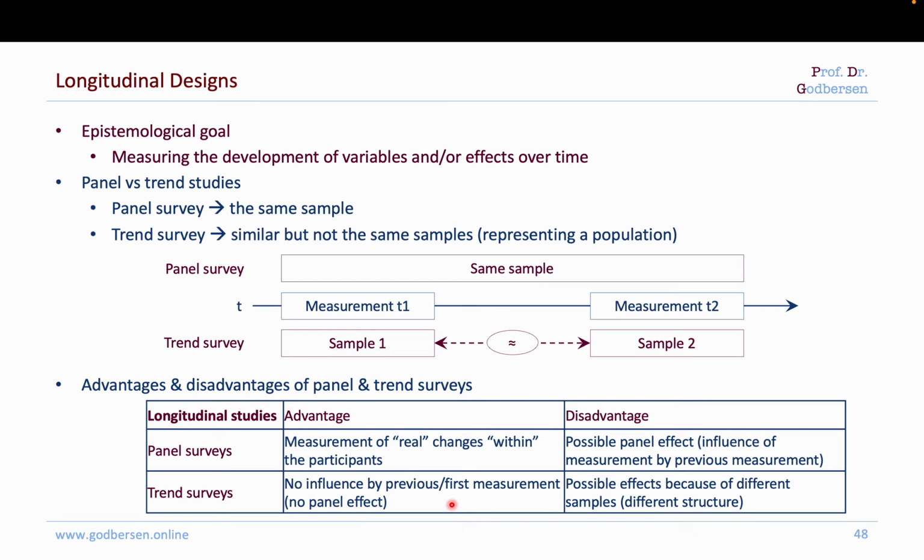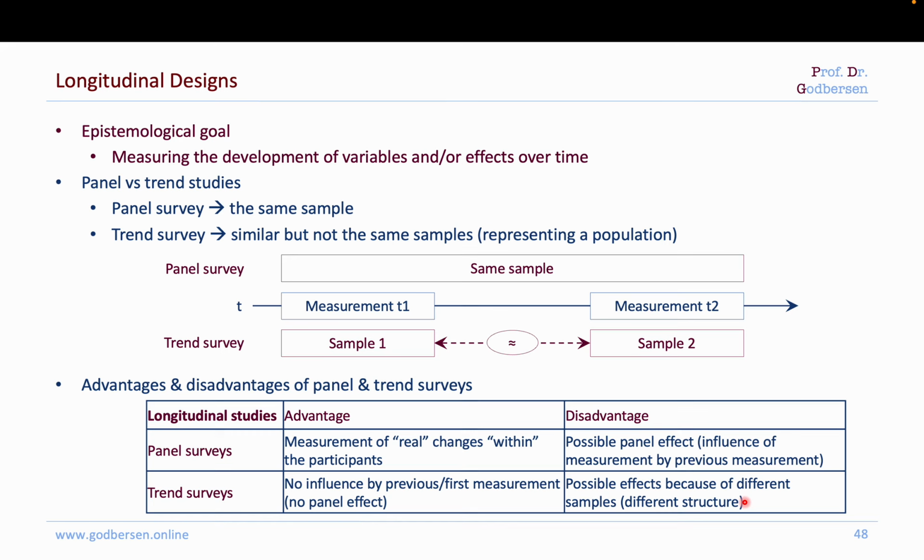On a trend survey, of course, there's no panel effect. You're measuring constructs with different people who are just similar, but they're still different people. The disadvantage might be that you have a different structure in your two samples. So you cannot really compare the two samples if in sample 1 you have 80% female and 20% male participants, and then in the next sample you have 20% female and 80% male participants. So this might be a problem for a trend survey.